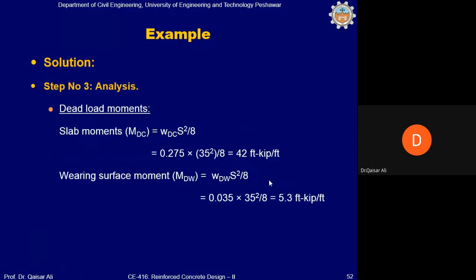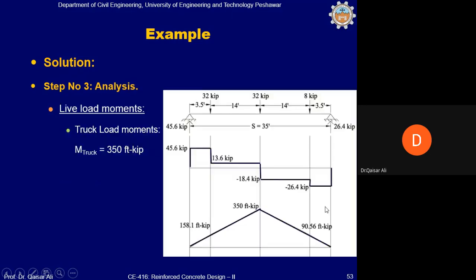And the dead load moment, slab moment, is WDC L square divided by 8. WDC is 0.275 into 35 square. This is the slab bending moment, 42 foot kip per foot. The bearing surface bending moment is 0.035 into 35 square. It is 5.3 foot kip per foot.